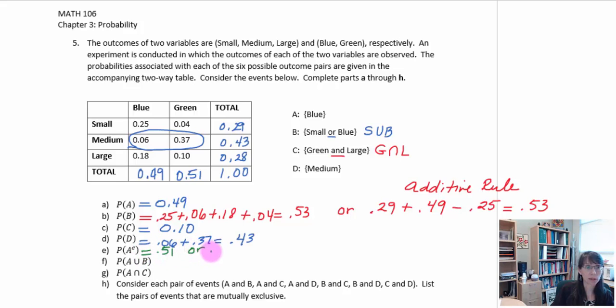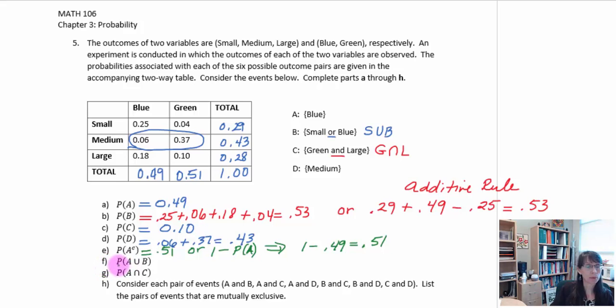But there is another way to think of it, and that is using our rule of complements. So that would be 1 minus the probability of event A. So that means 1 minus 0.49, and that is also 0.51. So we get the same answer, it's just another way to think about it using our rule of complements.